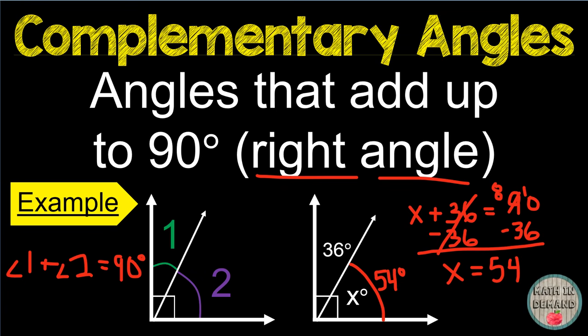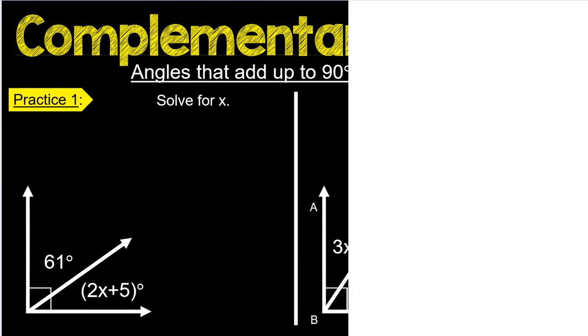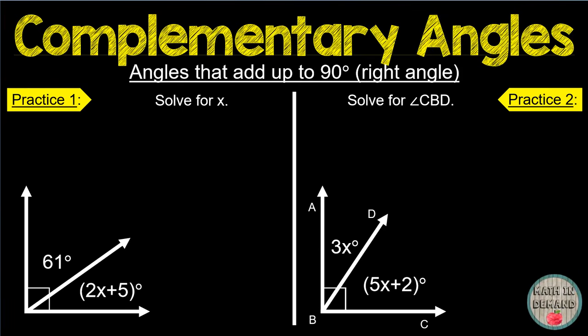All right, let's look at another example. Here are two practice problems for complementary angles. We are going to start with this first practice problem. In this first practice problem, it says to solve for x. So I am given this picture where I have 2x plus 5 for one of the angles, and I have 61 degrees for the other angle.